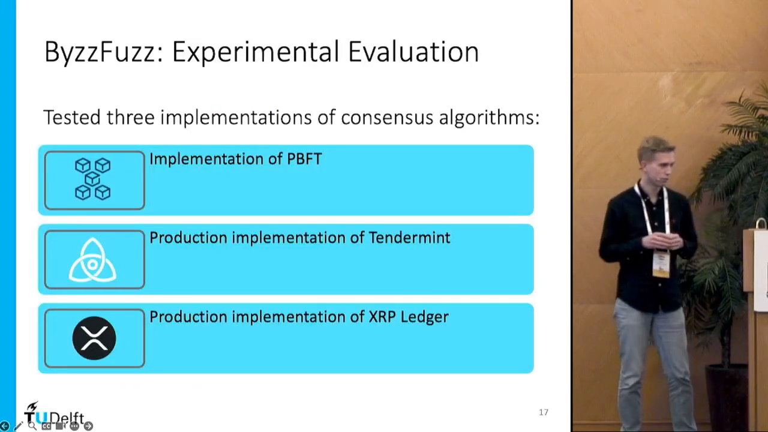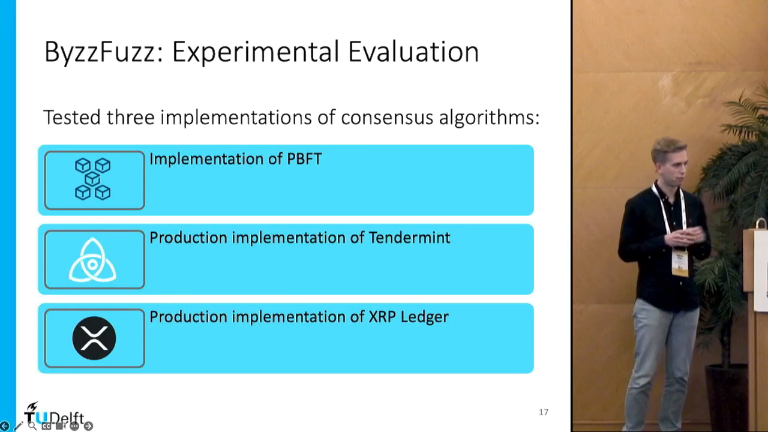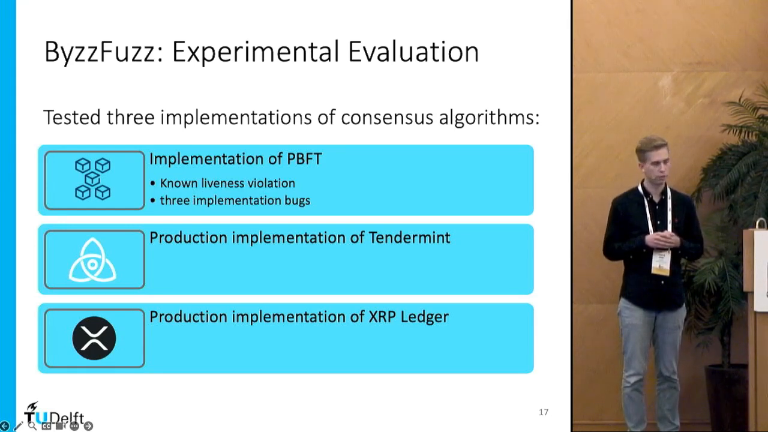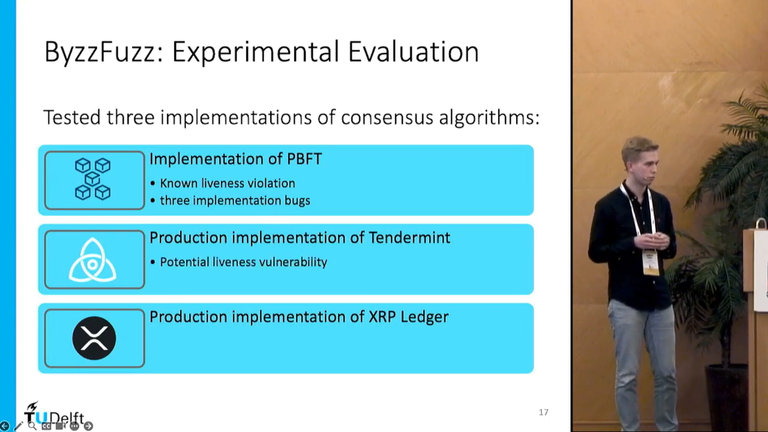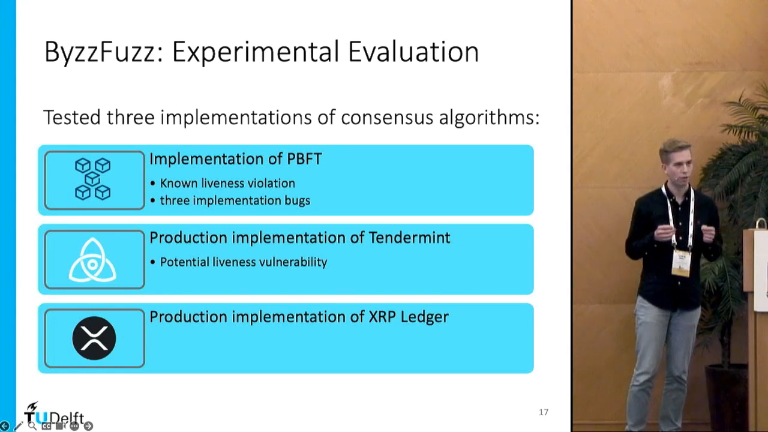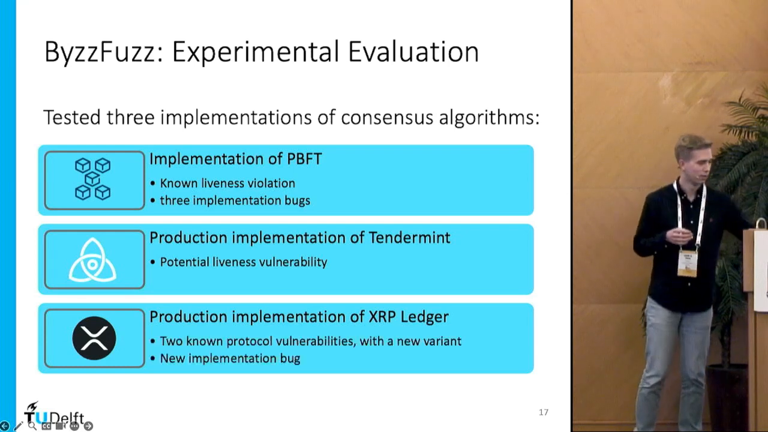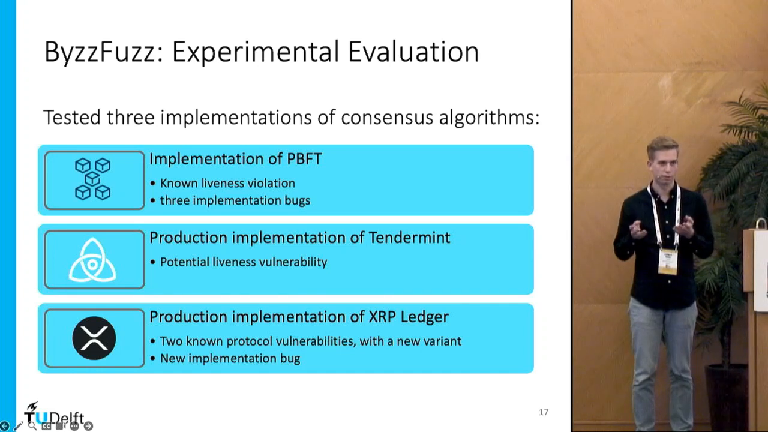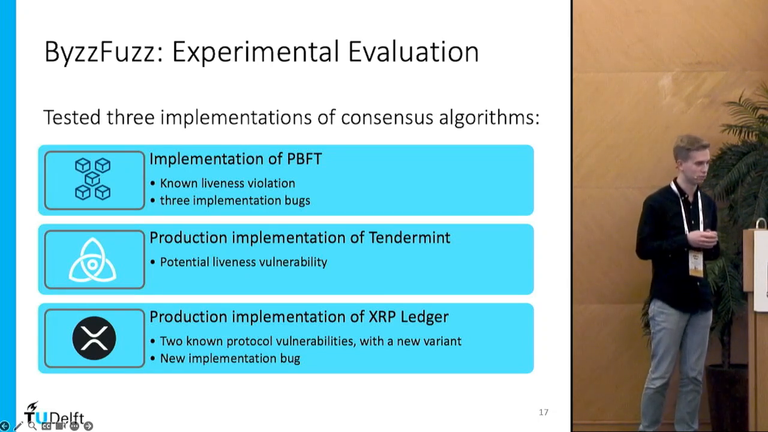In our endeavor to thoroughly test ByzzFuzz, we applied it to 3 blockchains. For an implementation of PBFT, we detected a known liveness violation and 3 implementation bugs. For the production implementation of Tendermint, we discovered 1 potential liveness vulnerability. However, our most exciting results were, as you can probably already think, with the XRP ledger. Here, we discovered 2 known protocol vulnerabilities and 1 new variant of these, as well as, most noteworthy, this new implementation bug that was previously unknown in the reference implementation of the XRP ledger.